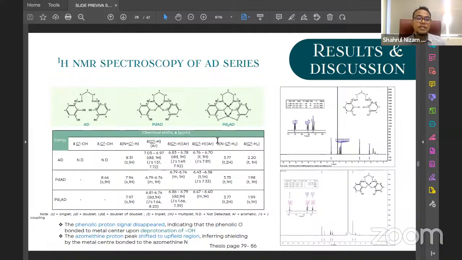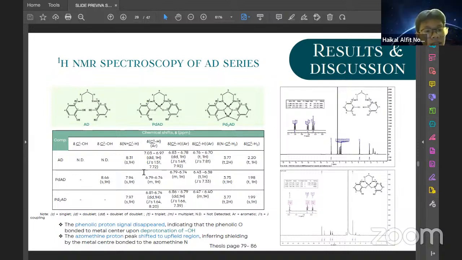Next, we look at the proton NMR. You can see the proton NMR here. The most important one, again, is the azomethine proton. So you can look at this table. Can you see my cursor? I'm moving my cursor now. Can you see my cursor, Haika? Yes, doctor, I can see it.